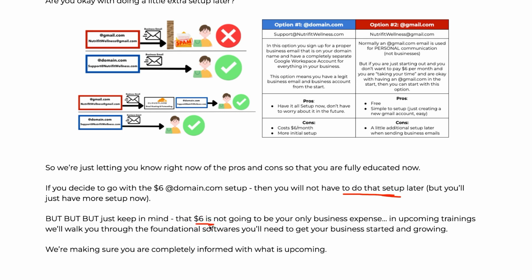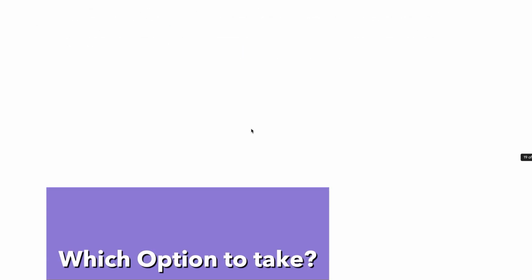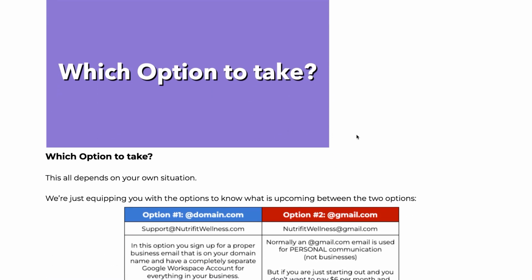So in upcoming trainings, we're going to walk you through some of the foundational software that you're going to need in order to get your business started and growing. But we're just going ahead and making you fully aware of what is upcoming. Okay, cool. So with that being said, let's go ahead and just decide which option you want to take. It's going to depend on your own situation.